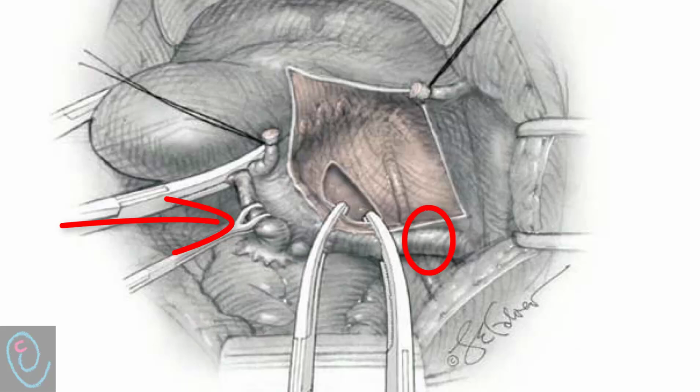A free tie of zero delayed absorbable suture is placed around the lateral clamp to ligate the ovarian vessels. As the knot of this suture is secured, the clamp is quickly opened and closed.